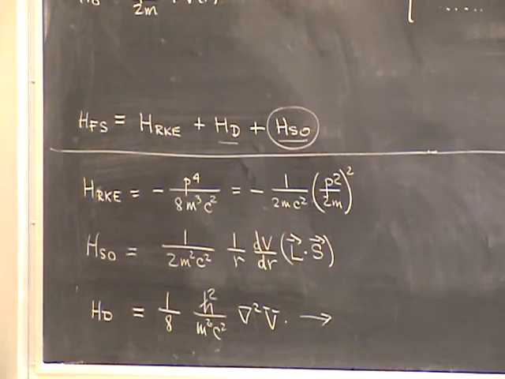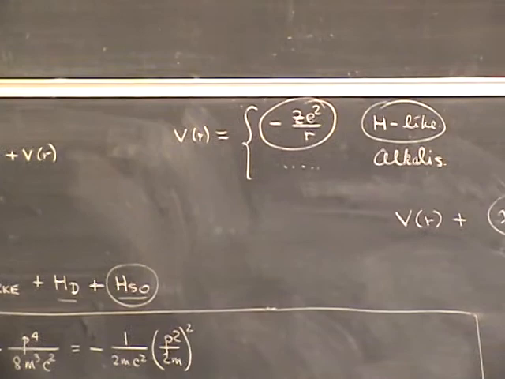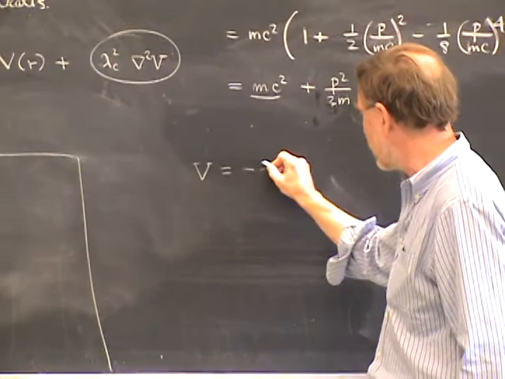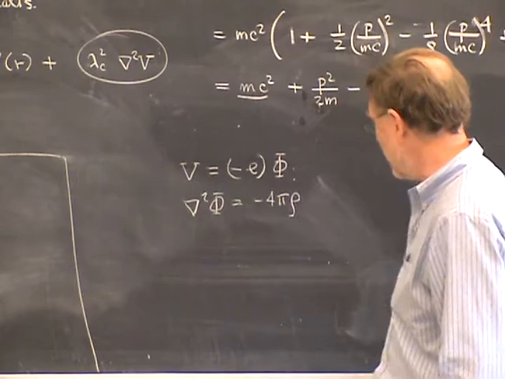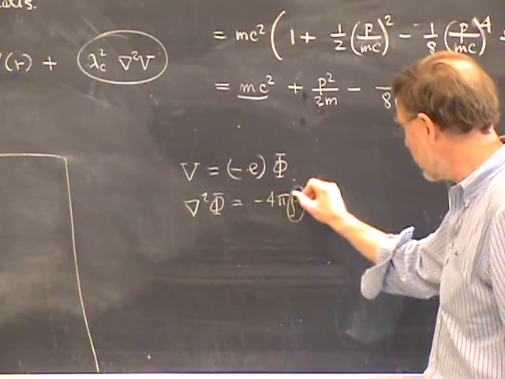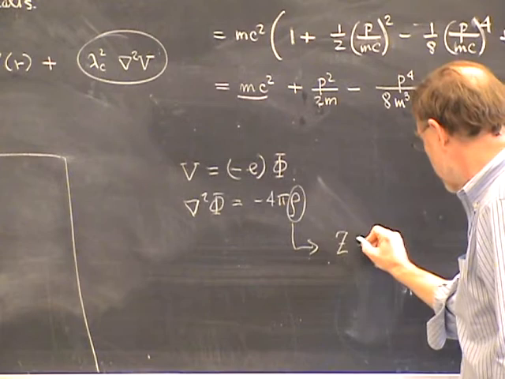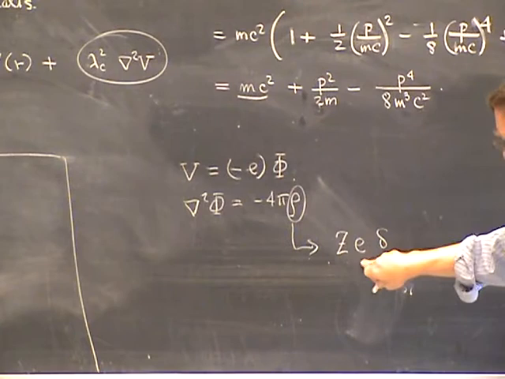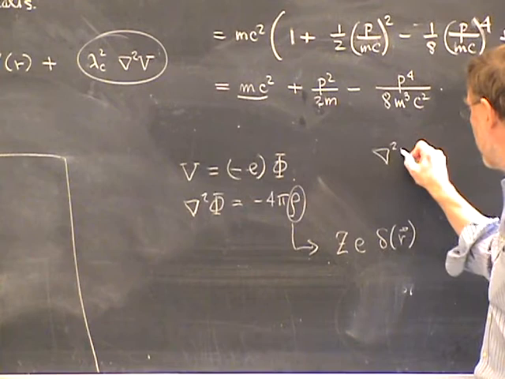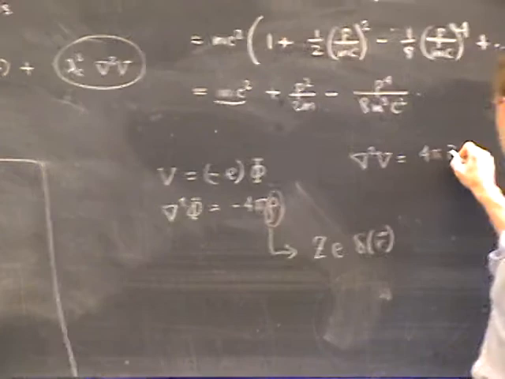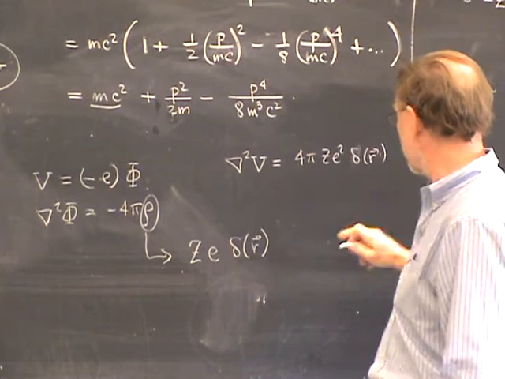As far as the Laplacian of the potential is concerned, the potential V is the energy of the particle, but that's equal to the charge, which is minus e, times the electrostatic potential. And the Laplacian of the electrostatic potential, by Gauss's law, is minus 4 pi times the charge density. This is the charge density which produces the potential phi. And the charge density, in turn, for a hydrogen-like atom, is the nuclear charge Z times the charge of the proton times the Dirac delta function at the origin, treating the nucleus as if it were a point particle. And so putting this together, del squared V for a hydrogen-like atom is equal to plus 4 pi Z e squared times the three-dimensional Dirac delta function at the origin.